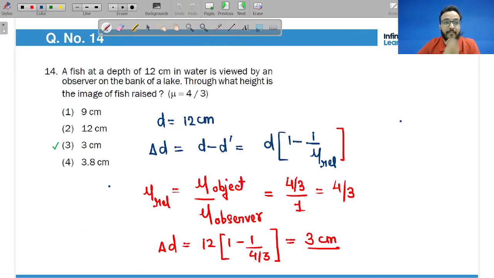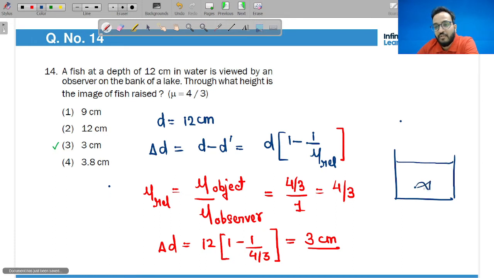Do you understand? Oh my god, this is a very simple question. You will say, sir, this is the simplest question. Just have to remember the concept. So this is a fish, you are viewing it from outside. This is what? Depth D. You are viewing it from here. Obviously it will appear to be at a depth D dash, and we know that formula.